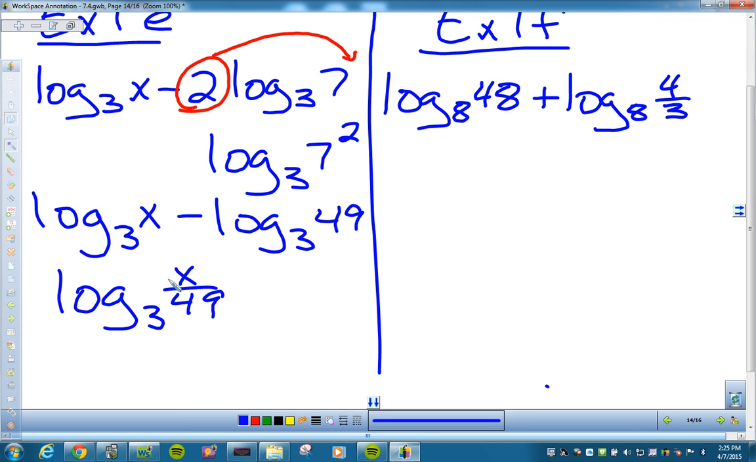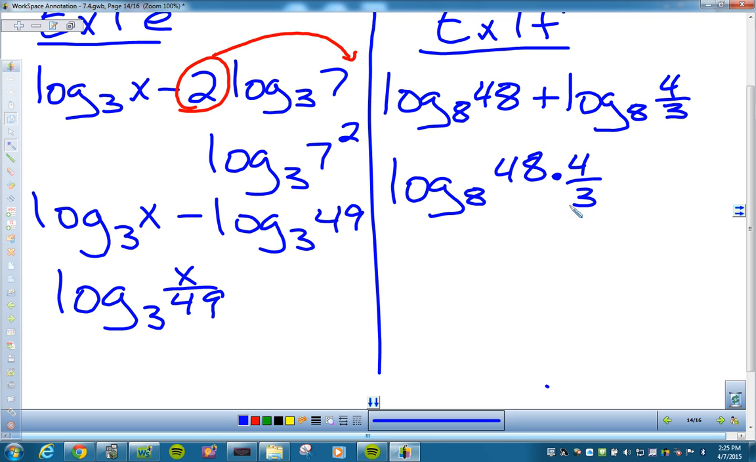Alright, so what property are we talking about on example 1F? Product property. So we're going to have log base 8 of 48 times 4/3. Remember, this section is going to be on the no calculator portion of the test. So if you can't handle multiplying 48 times 4/3, that's going to be a problem for you. But here's how you do it.